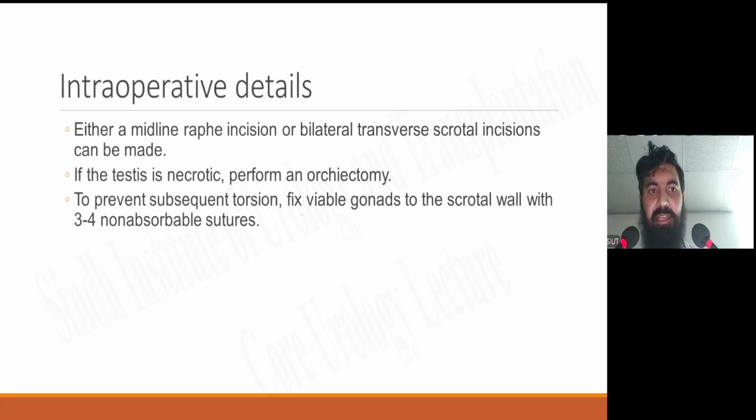Intraoperative details: either a midline raphe incision or a bilateral transverse scrotal incision can be made. If the testis is necrotic, perform an orchidectomy to prevent subsequent torsion. Fix viable gonads to the scrotal wall with 3 to 4 non-absorbable sutures.